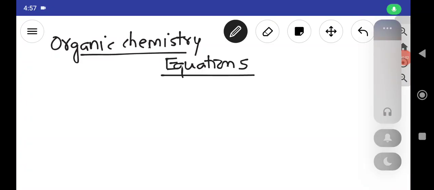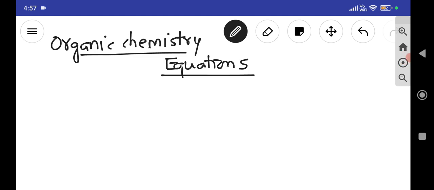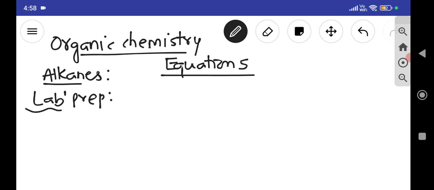Good evening students. In today's class we will discuss organic chemistry equations. First one is alkanes. Laboratory preparation. Always remember we will study the equations in terms of reagents.